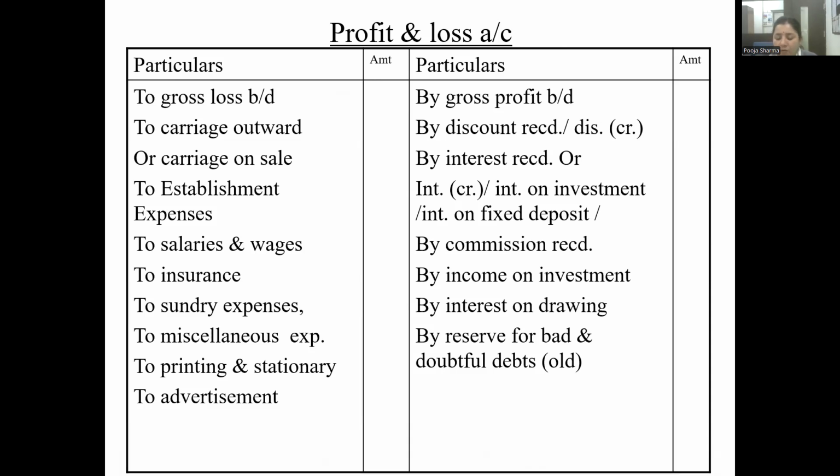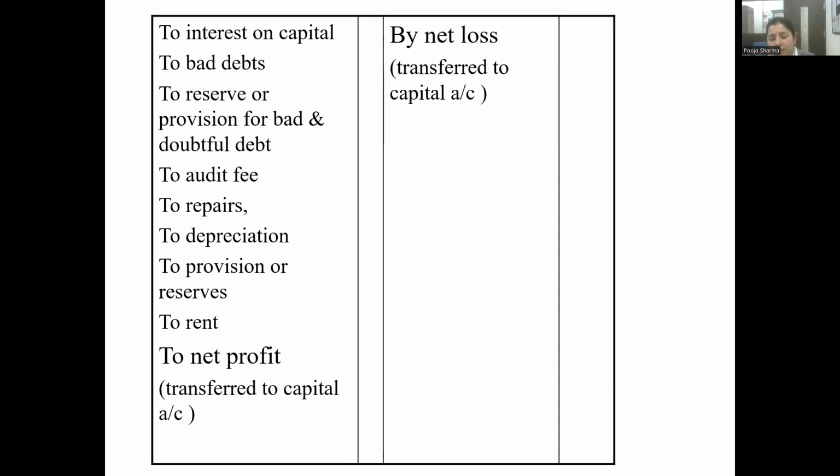Here you have seen that all the indirect expenses are written on the debit side and all the indirect income on the credit side. Here you can calculate: if the credit side, meaning the income side, is more than the expense side, you will have the net profit. If the expense side is more than the revenue side, you will have the net loss.